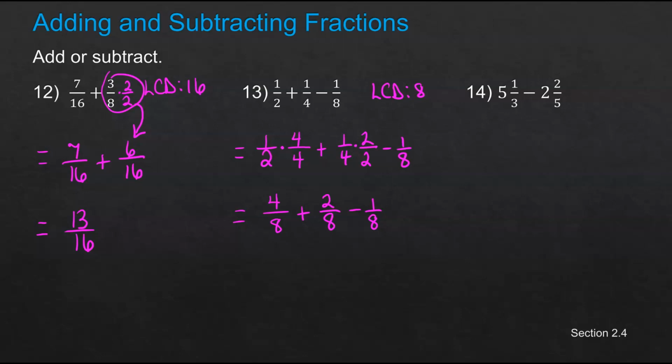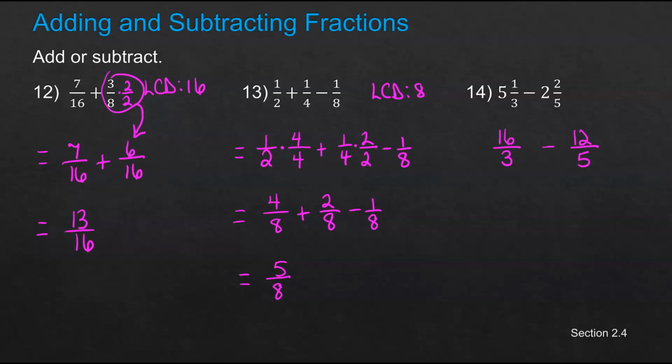So then we just go in the numerator, and you know order of operations would apply here, but we're just adding and subtracting, so it's left to right. 4 plus 2 is 6 minus 1. So that is 5/8. And then on the last one, I mean your calculator would do this, but let's just do this with improper fractions. So I'm going to have 16/3 minus 12/5.